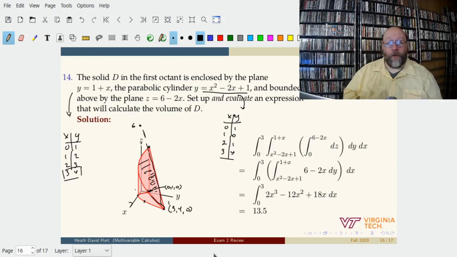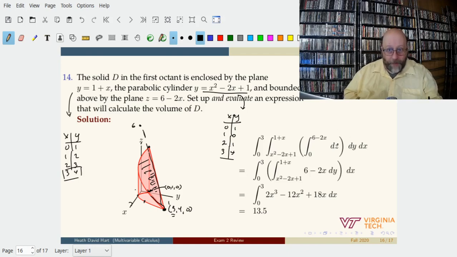Set up and evaluate an expression that will calculate the volume for this shape. All right, so we need to choose an order of integration. Because I don't want to try to solve this for x in terms of y, I decided to put x on the outside, so I never had to solve for x. So I chose the order dz, dy, dx. The x coordinates go from 0 to 3. 3, 4, 0 is this point right here where everything meets.